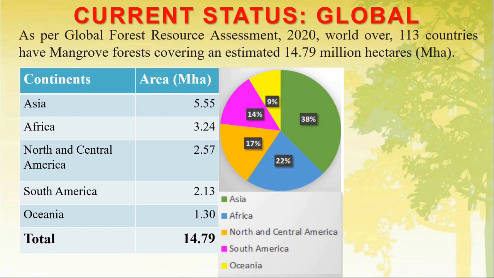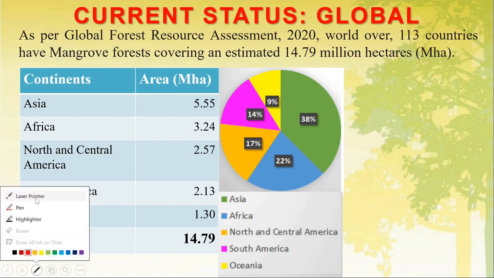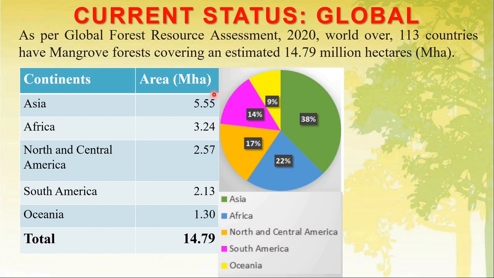Now, what is the current status globally? As per the Global Forest Resource Assessment 2020 by the Food and Agriculture Organization of the United Nations, over 113 countries have mangrove forest covering an estimated 14.8 million hectares. And if you see the table here, you can see that Asia contains 38% of the mangrove cover, and then Africa, then North and Central America, then South America and Oceania. So this is the present global scenario of mangrove coverage.